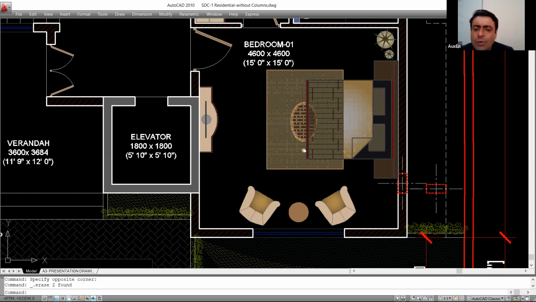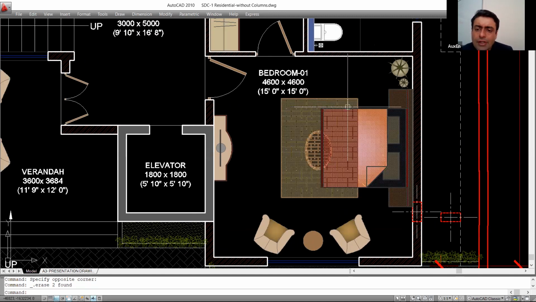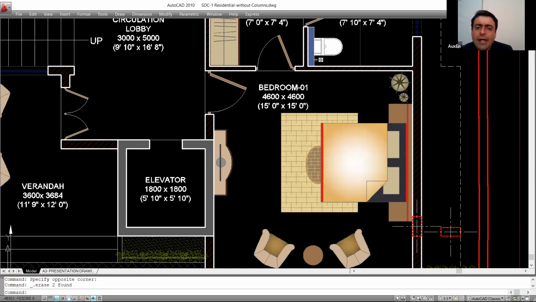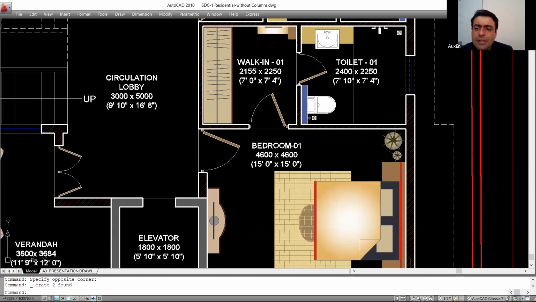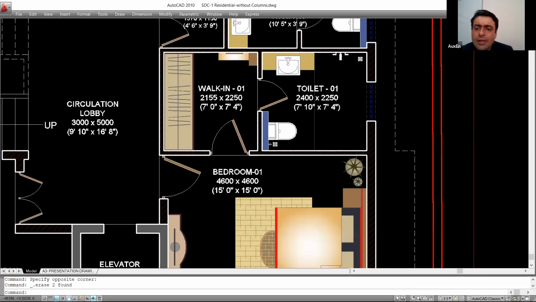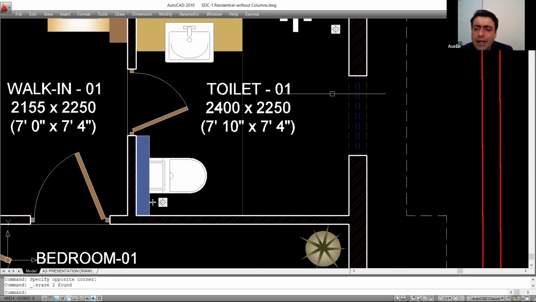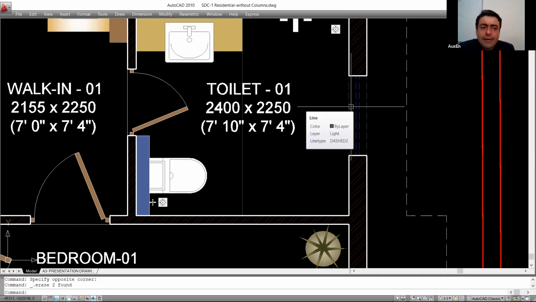So this is a big room if you see. Okay, 15 by 15 feet is a big room. And you have an attached walk-in closet, plus you have a toilet. What does this indicate? Correct. So this indicates a ventilator. This indicates a ventilator. Very important to understand over here.